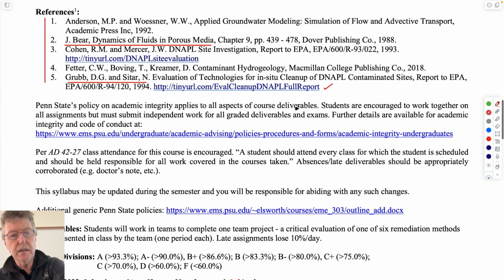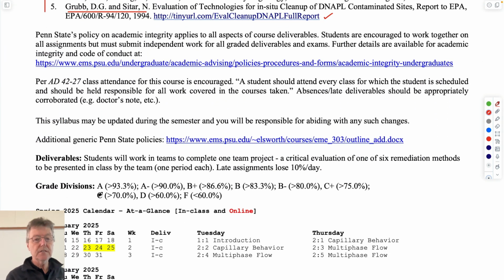The grading scale is this, just the same as in 303. So an A is above 93.3, A minus to 90, etc. B's are 80 to 90, C's are 70 to 80, etc.